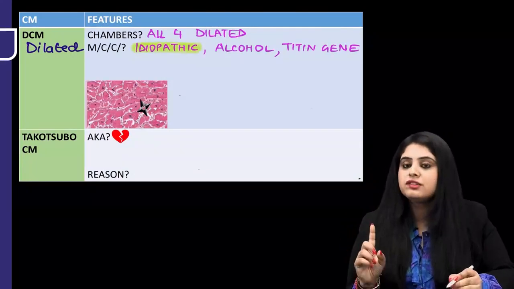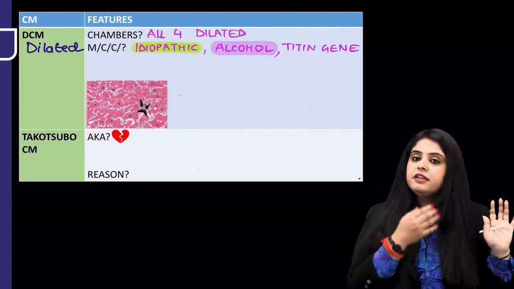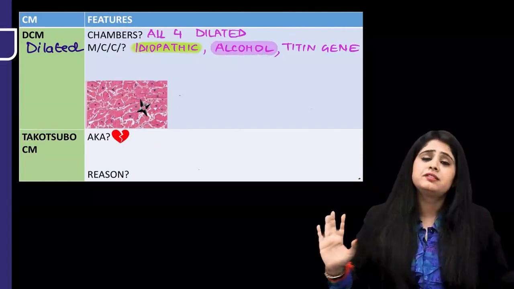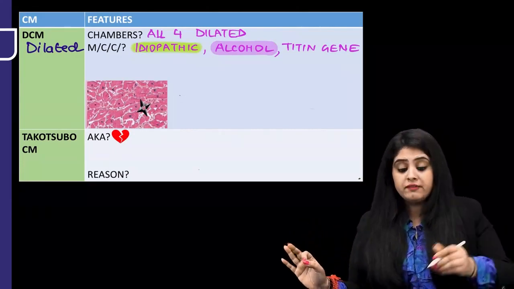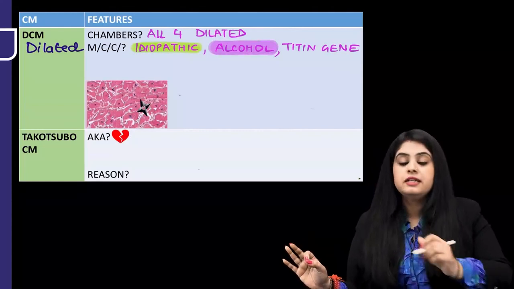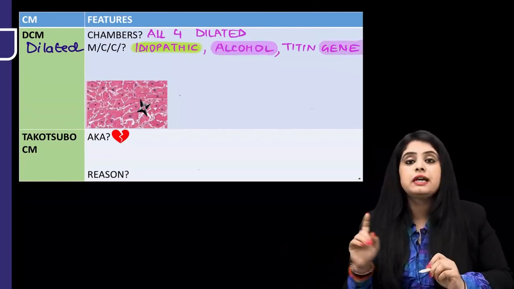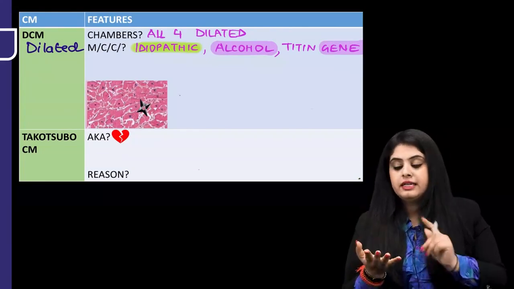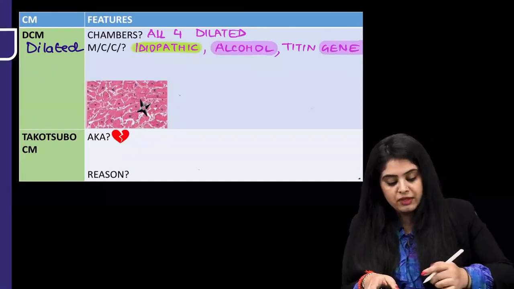But when the cause is known, then the cause is alcoholism. So if idiopathic is written in the option, the safest answer to pick up is idiopathic. But when idiopathic is not there, when the cause has to be delineated, alcoholism. And which is the genetic problem that they will want to ask you? Titin gene mutation. Yaad rakh lo. Idiopathic hoga, ya fir alcohol or Titin gene mutation. And what do you see microscopically?